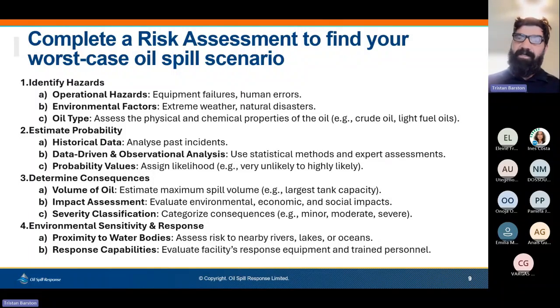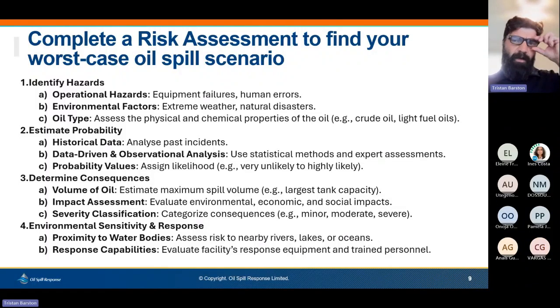So we need to understand what the product is that we are dealing with. And this is especially relevant when we're looking at some of the newer fuels, the low sulfur fuels, because some of those require specific changes in how we're physically responding, how we're protecting our response personnel.